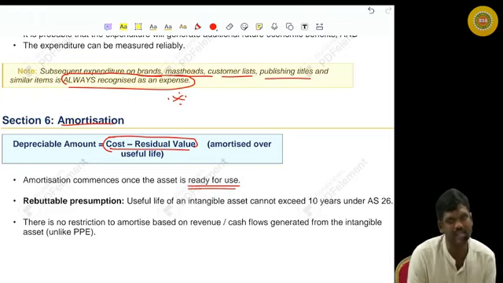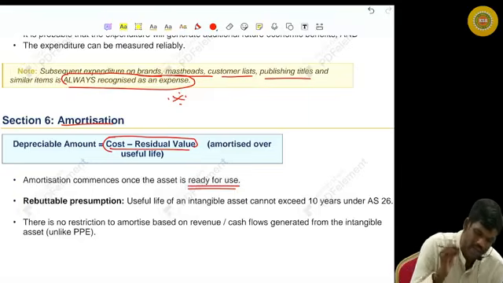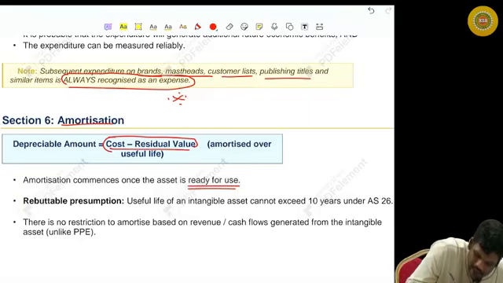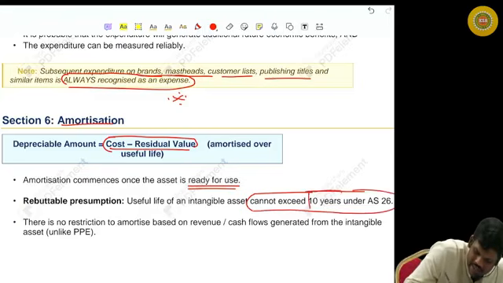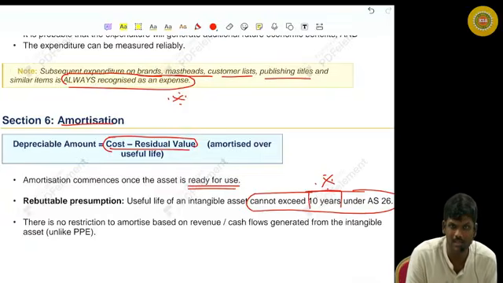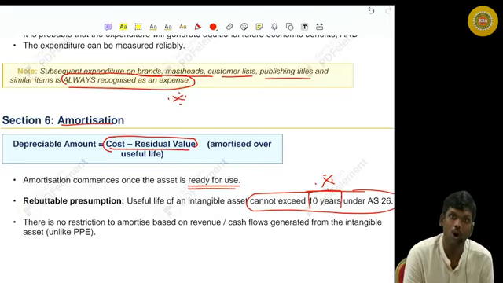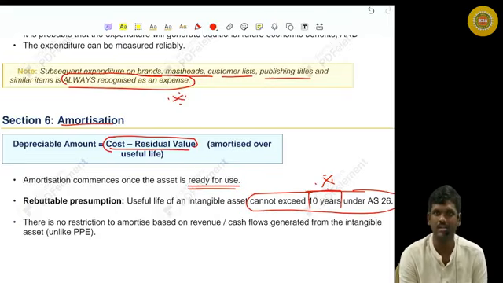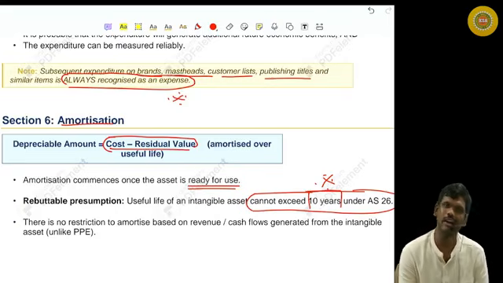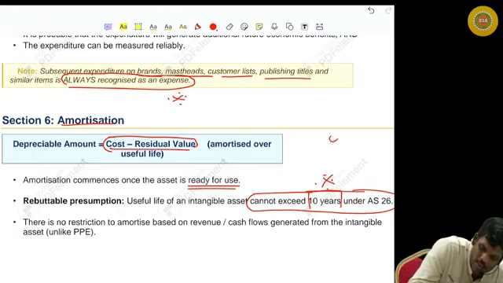Here there are certain points in AS26 which are not there in AS10, so please listen to this carefully. AS26 says the maximum life that you can take for an intangible asset for the purpose of amortization cannot exceed 10 years. If you want to take more than 10 years, then AS26 says, take it, okay. But what I want you to do is, you should do the impairment test every year.